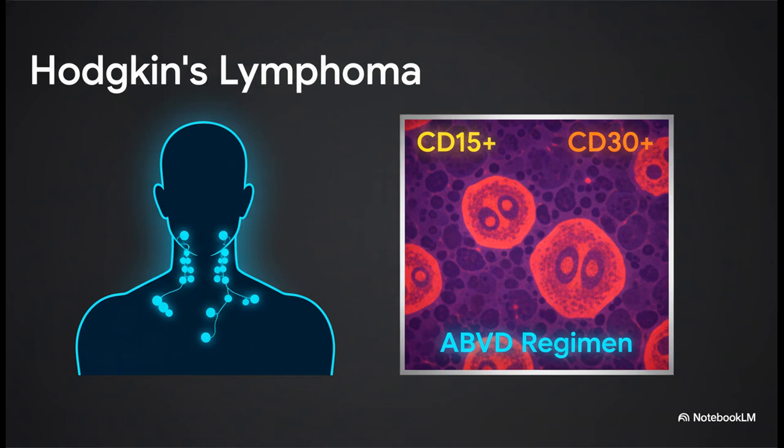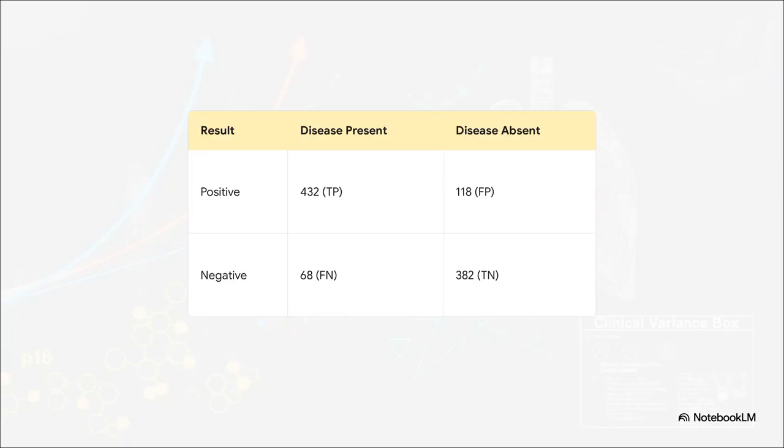As a quick clinical review, remember that Hodgkin's lymphoma typically presents in a single localized node group and spreads contiguously. Diagnosis requires the immunohistochemical identification of Reed-Sternberg cells, which are distinct CD15 and CD30 positive B cells. Standard treatment is the ABVD regimen. Using the study data, we can construct the classic 2x2 diagnostic grid. This helps us visualize exactly where our true and false results fall.